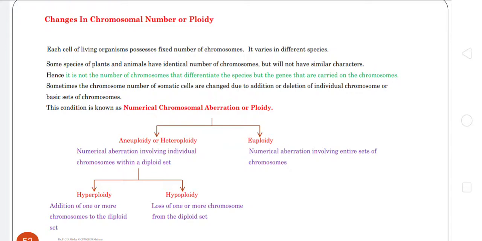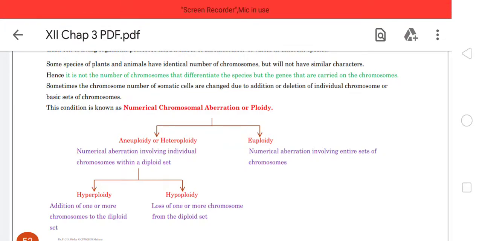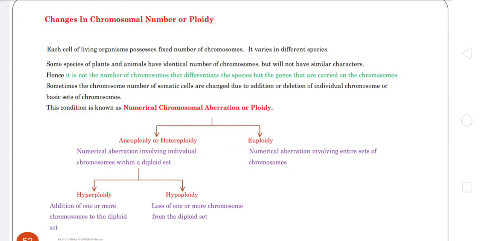Sometimes the chromosome number seen in somatic cells can be changed due to either addition or deletion of chromosomes or the entire set of chromosomes. This is called numerical chromosome aberration or ploidy. Again I am recalling, if there is any change in the number of chromosomes, the type is called numerical chromosomal aberration or ploidy.